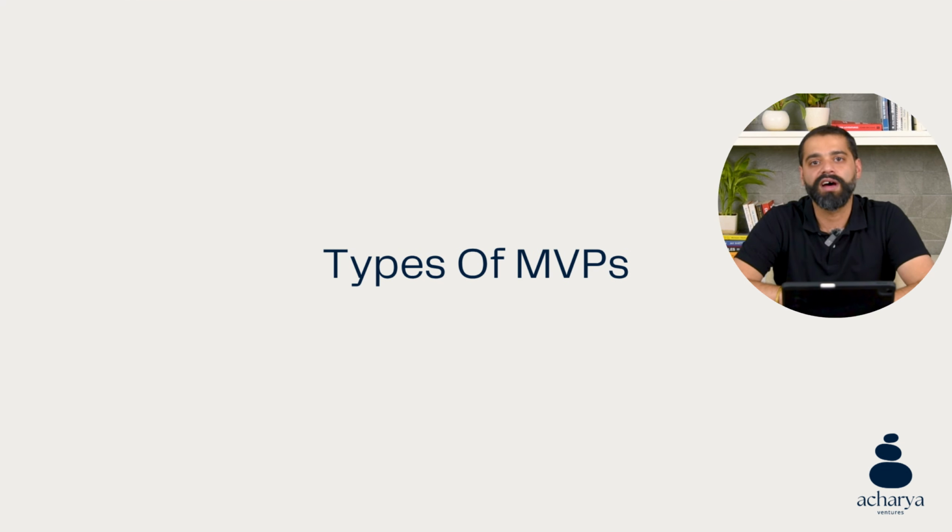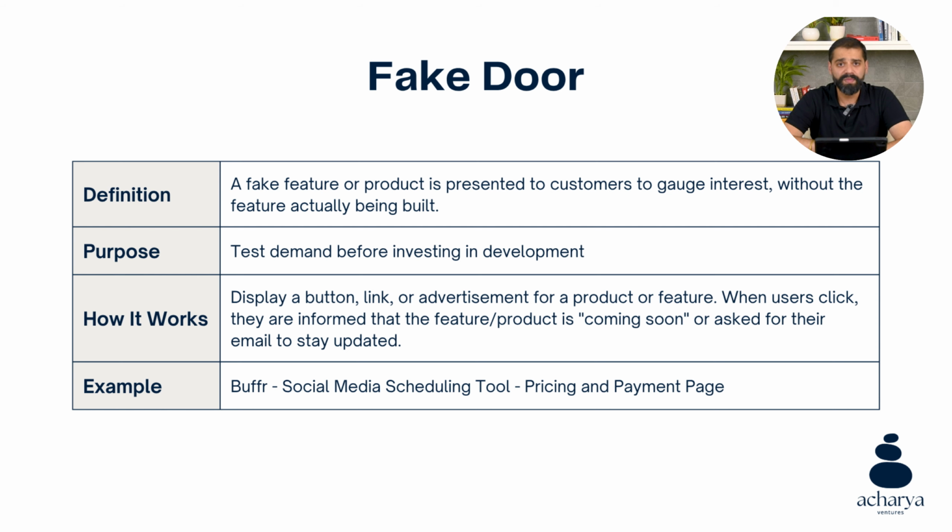Okay, now let's understand what are the different types of MVPs that you can create. The first one is a fake door. What is a fake door? Well, basically, you have something, but behind that there is nothing. The fake door is just the front end, a basic landing page. Behind it, nothing works.